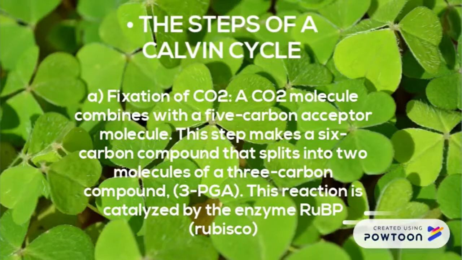Fixation of CO2. A CO2 molecule combines with a 5-carbon acceptor molecule. These steps make a 6-carbon compound that splits into 2 molecules of a 3-carbon compound, 3-PGA. This reaction is catalyzed by the enzyme RuBP carboxylase, rubisco.